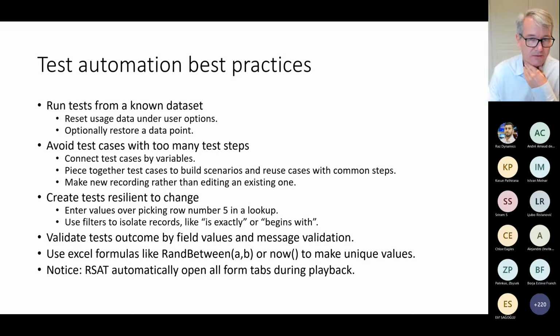Talking about test automation and some of the best practices in this space. When you're running test automation, obviously you're not having the benefit of interacting as you're executing the test. You're kind of doing that up front as you're recording your tests and composing them. So make sure that you eliminate some of the uncertainty in the execution. Run your test from a known data set so that you know that you have a predictable starting point for those tests as they run.